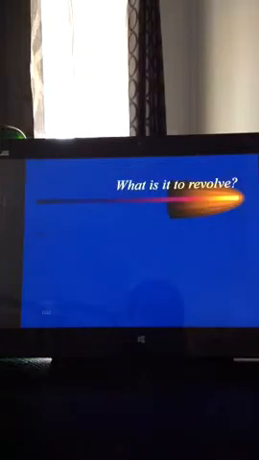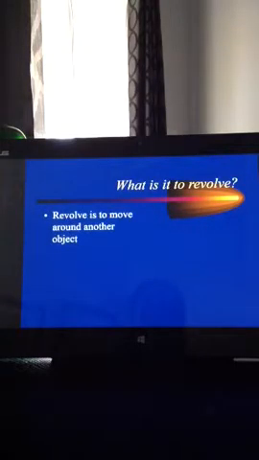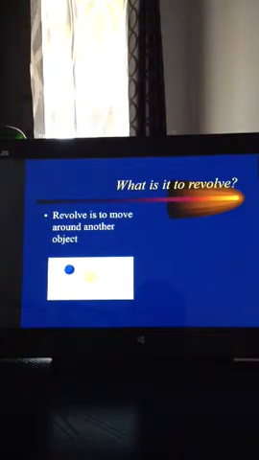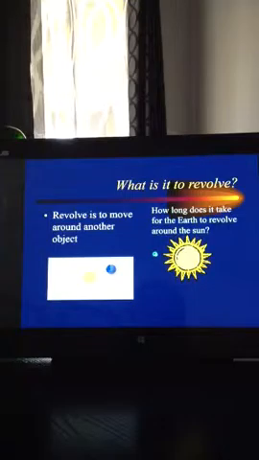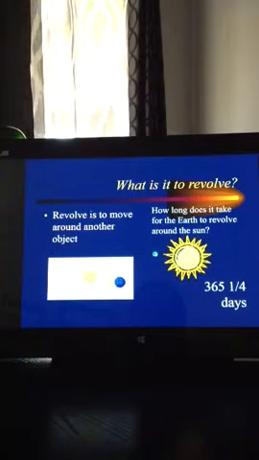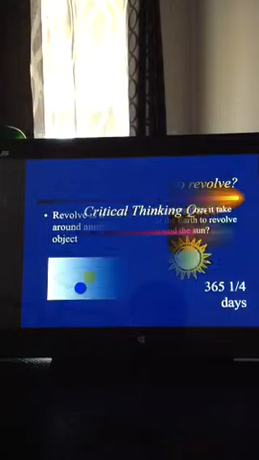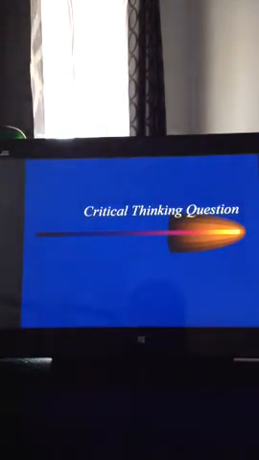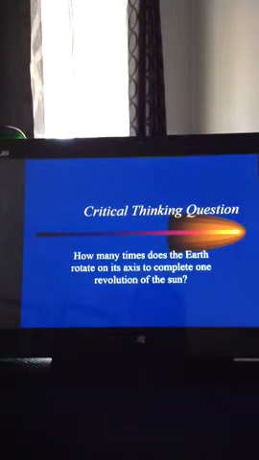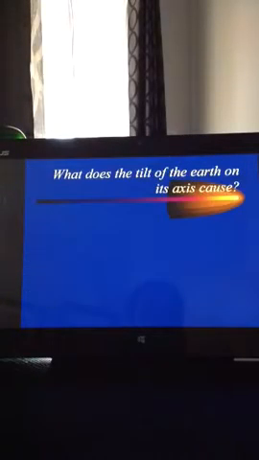darkness all day. What is it to revolve? Revolve is to move around another object. As you see, the Earth is revolving around the Sun. How long does it take for the Earth to revolve around the Sun? 365 1/4 days. Critical thinking question. How many times does the Earth rotate on its axis to complete one revolution of the Sun? 365 days, creating 1 year for us.